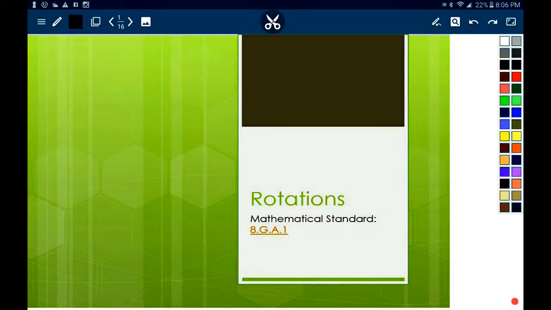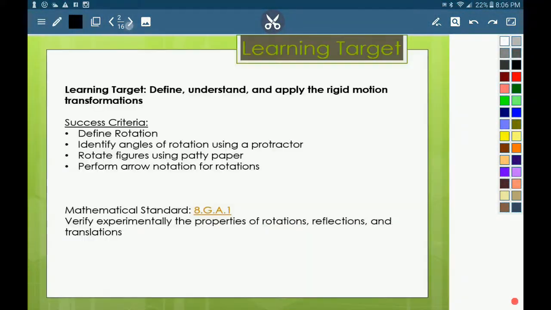Hey guys, welcome back. Today we're going to be studying rotations. Our learning target again is to define, understand, and apply rigid motion transformations. We're going to do that by first defining rotation, identifying angles of rotation using a protractor, rotating the figures using patty paper, and then we're also going to perform arrow notation in order to help us rotate these figures.